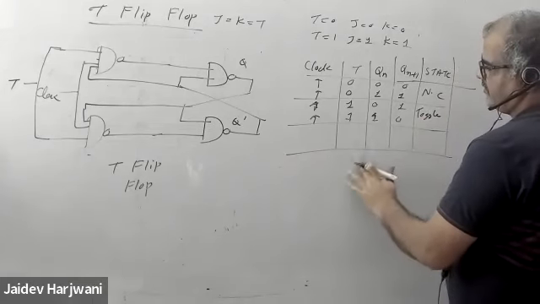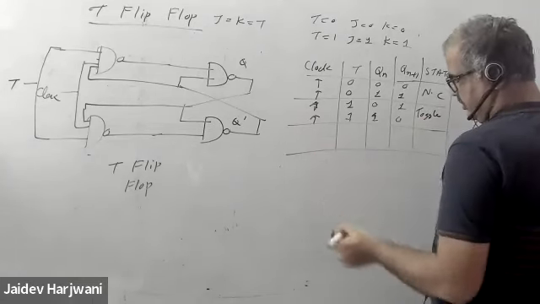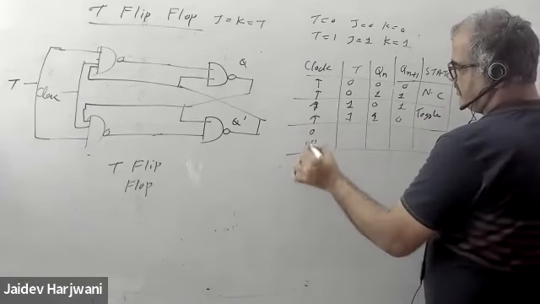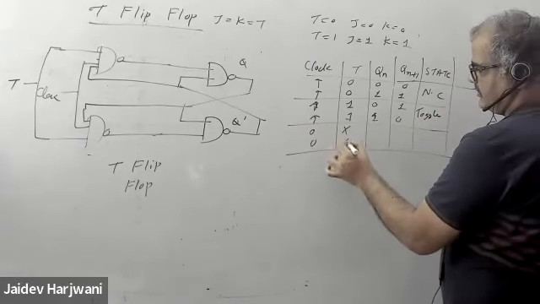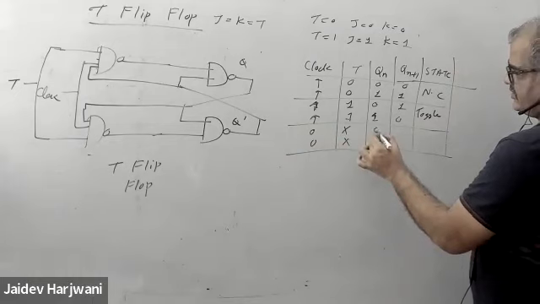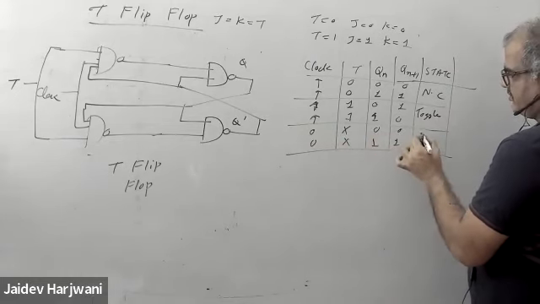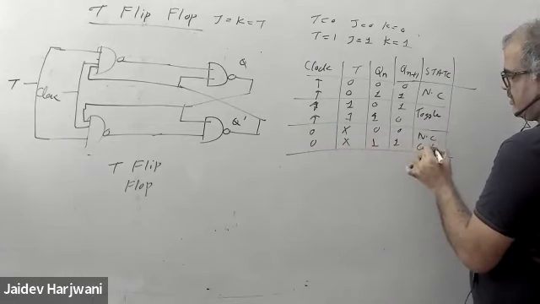Other than that, you can only put clock 0. Once you make the clock 0, this becomes inactive. So if it's 0, it remains 0. If it's 1, it remains 1. This is the no change condition.